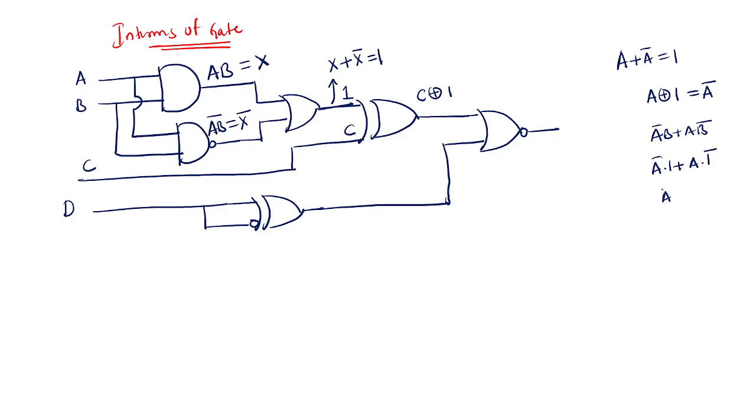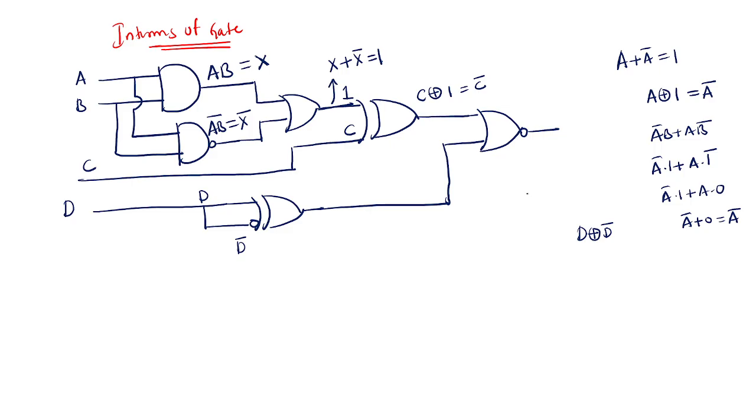Okay, so this is A bar and 1 plus A and 0. So A bar plus 0. So this is equal to A bar you are getting. Okay, so this is nothing but you can write as C bar. Okay, and next D, one input is D, another input is D bar. So this is nothing but if you consider D XOR D bar.